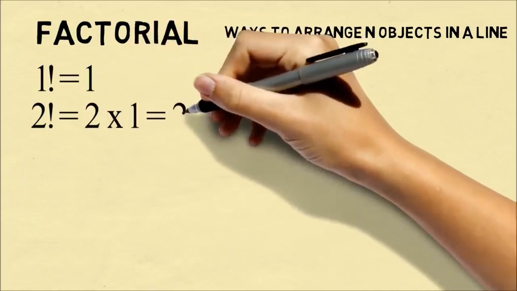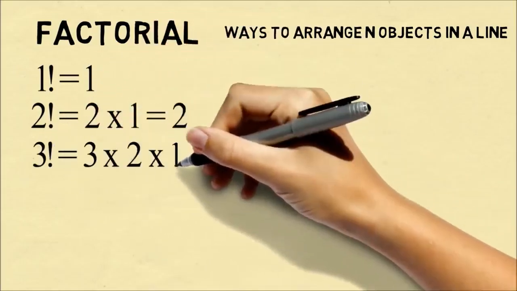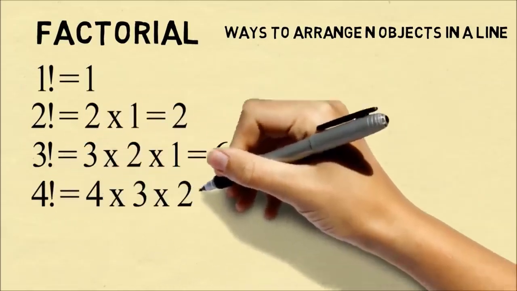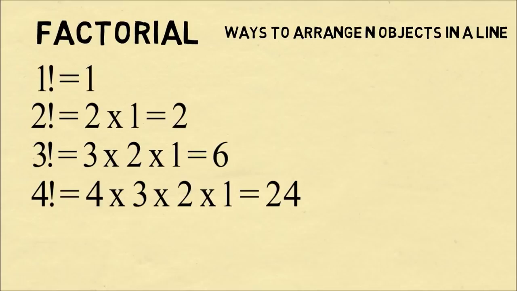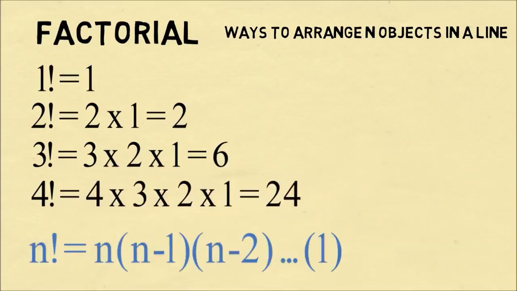So 1 factorial is 1, 2 factorial is 2 times 1, which is 2, 3 factorial is 3 times 2 times 1, which is 6, 4 factorial is 4 times 3 times 2 times 1, which is equal to 24. And in general, n factorial is equal to the product of all the whole numbers up to n.